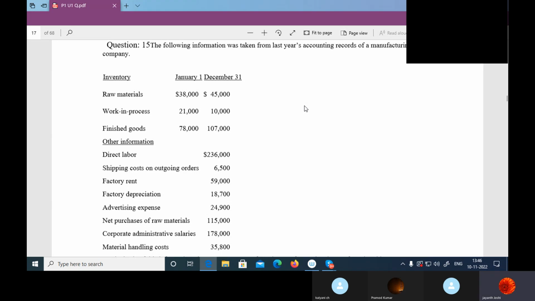See, you had 38,000 at the year beginning and 45,000 worth of raw material in the year ending. Didn't you use that beginning inventory? Whatever the difference is, you have used that, and this is left over with you. You're not using it, so you're subtracting. Correct? 7,000. You got the answer? No, sir.